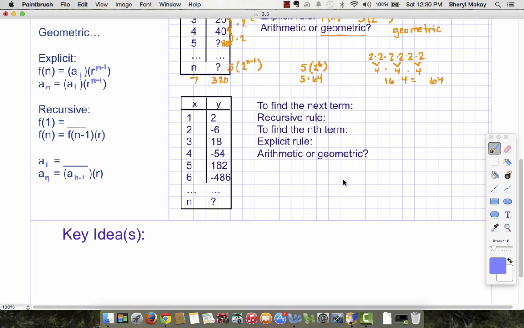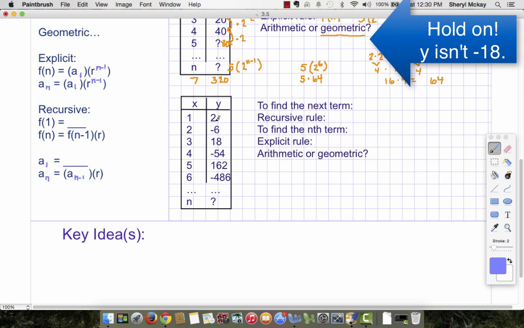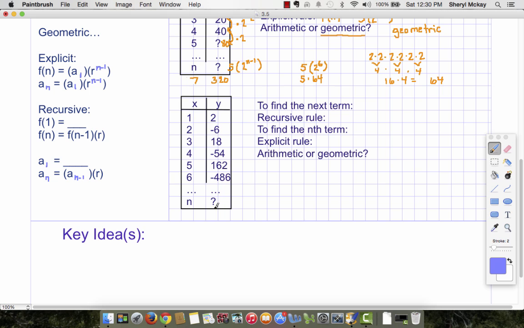So we have x is 1, y is 2. X is 2, y is negative 6. X is 3, y is negative 18. Let's see. X is 4, y is negative 54, x is 5, y is 162, x is 6, y is negative 486. So can you see what's happening?